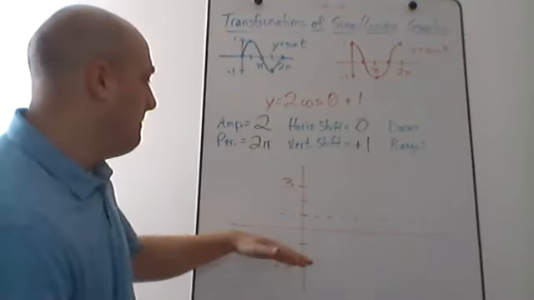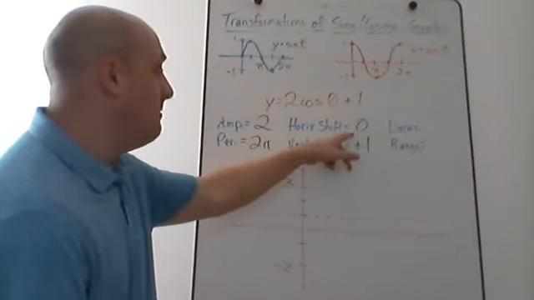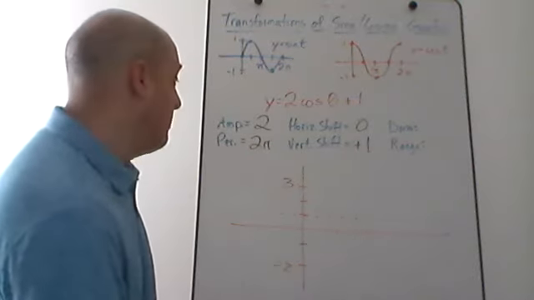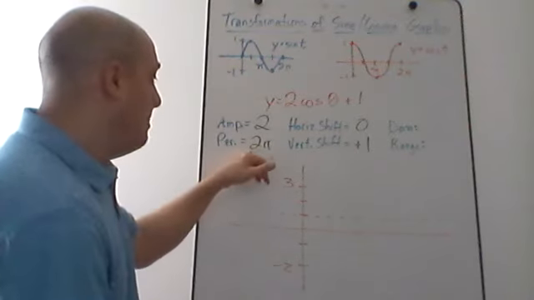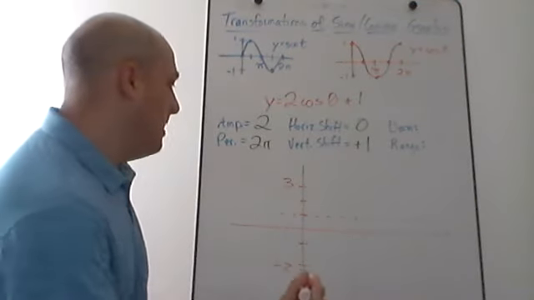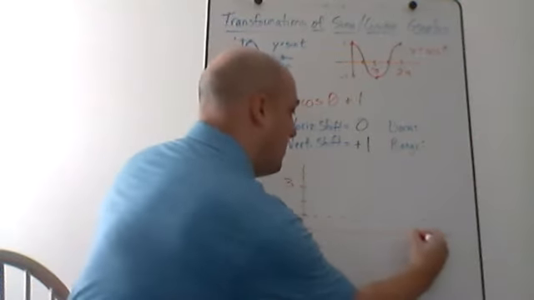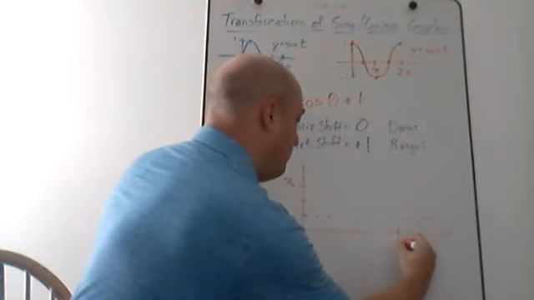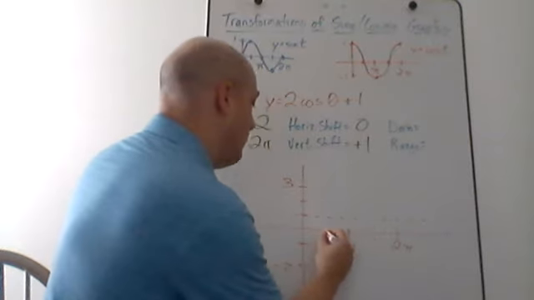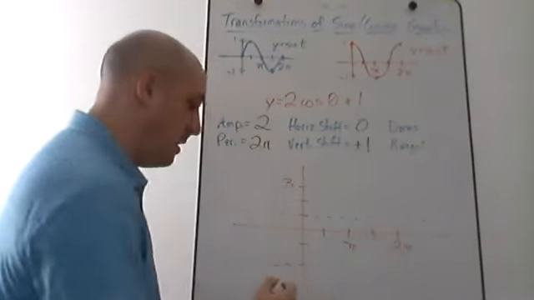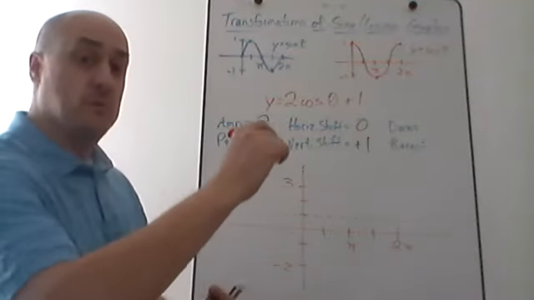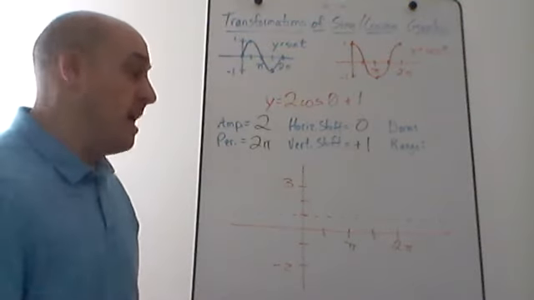All right, so my vertical shift is going to take me up 1. I don't have a horizontal shift, so when I do my starting point, I don't have to move to the left or to the right at all. My period is going to be 2 pi. Since I'm not shifting left or right, I'm going to put a mark down here that says 2 pi, and then I'm going to cut that in half, and then cut each of those in half. That's going to give me my guideposts to plot the points to graph this function.